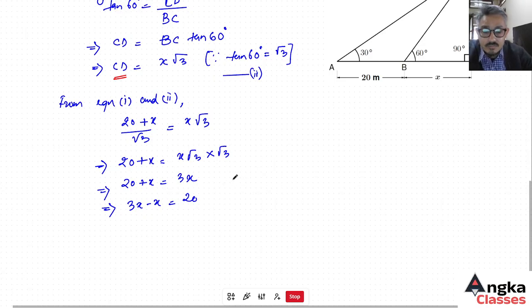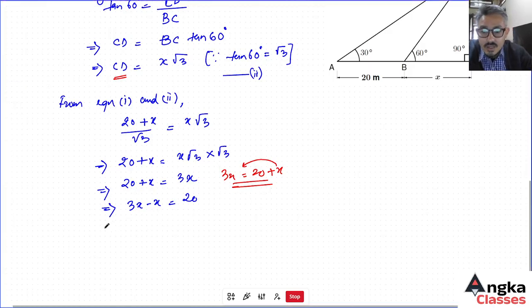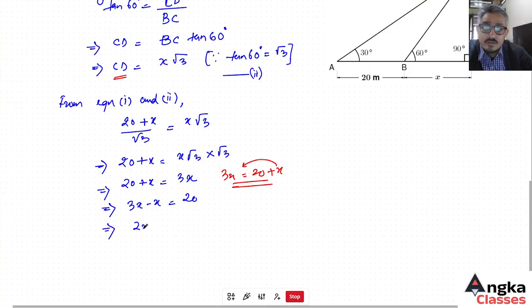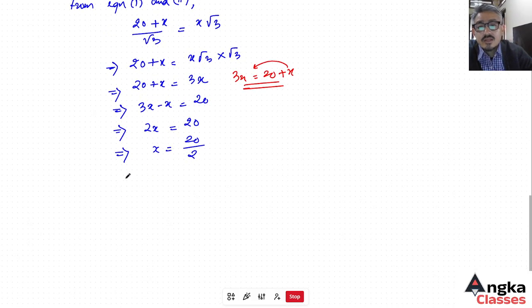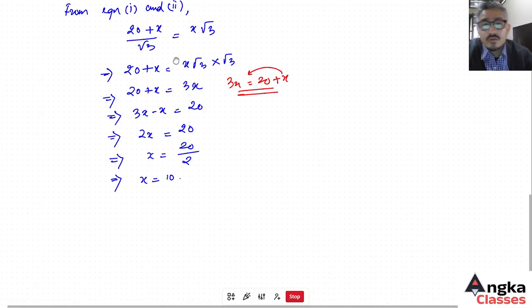So 3x is equal to 20 plus x, and we take x to the left hand side. 3x minus x is nothing but 2x. 2x is equal to 20, which implies that x is equal to 20 upon 2. So x is equal to 10.